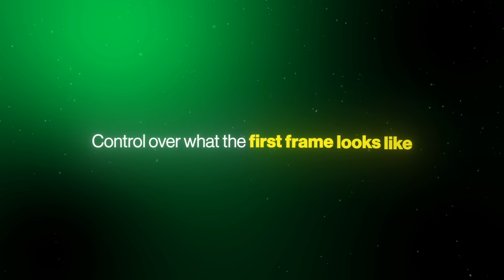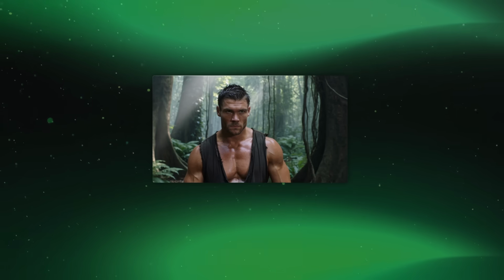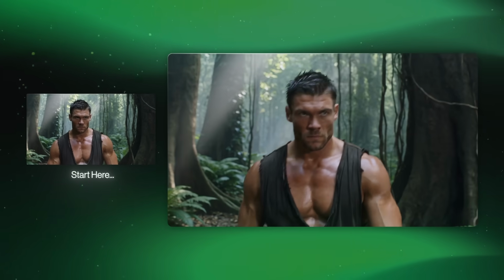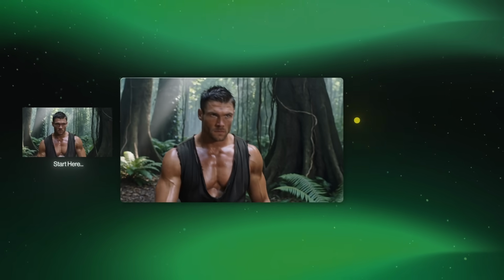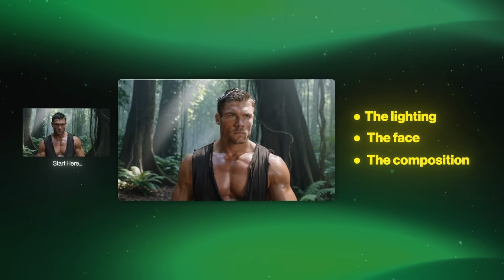The difference between method 1 and method 2 comes down to one thing: control over what the first frame looks like. Instead of letting the model invent the character and the scene, you hand it an image and tell it to start here. Everything it generates flows forward from that exact point, which means the lighting, the face, the composition, all of it stays locked to what you gave it. To show you how much the starting frame actually matters, we're going to generate 3 completely different versions of the same scene and then pick the best one to animate.